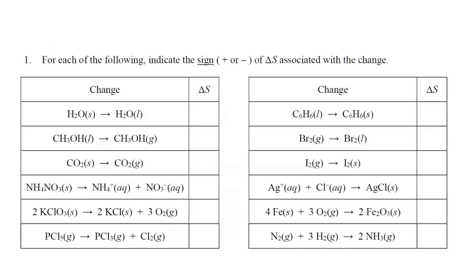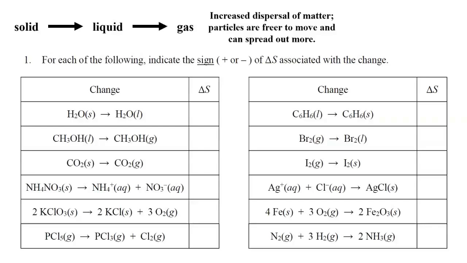Question 1. For each of the following, indicate the sign, positive or negative, of the change in entropy, or delta S, associated with the change. For phase changes, if you are changing from a solid to a liquid, or from a liquid to a gas, there will be an increased dispersal of matter, and the particles are freer to move and can spread out more. So the entropy of the system would increase, leading to a positive delta S.